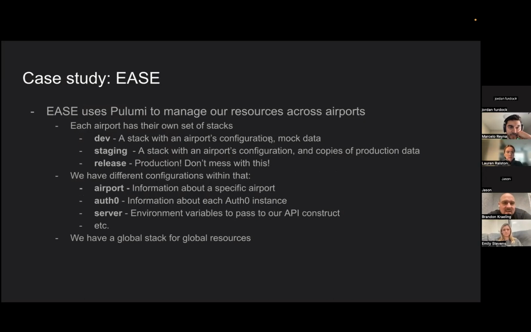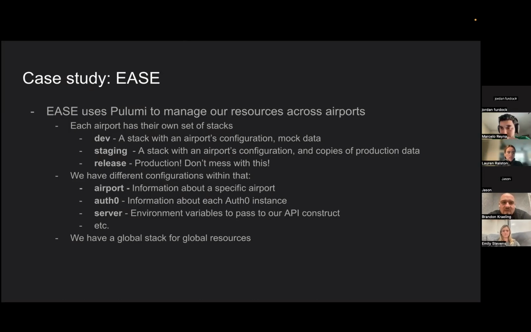So let's talk about Ease. We use Pulumi on Ease to manage our resources across different airports. The way that we have it set up is each airport has their own set of stacks, a stack being a set of configurations. Each airport has a dev stack, a staging stack, and a release stack, which all have the airport's configuration. It's just a matter of what kind of data we have with it.